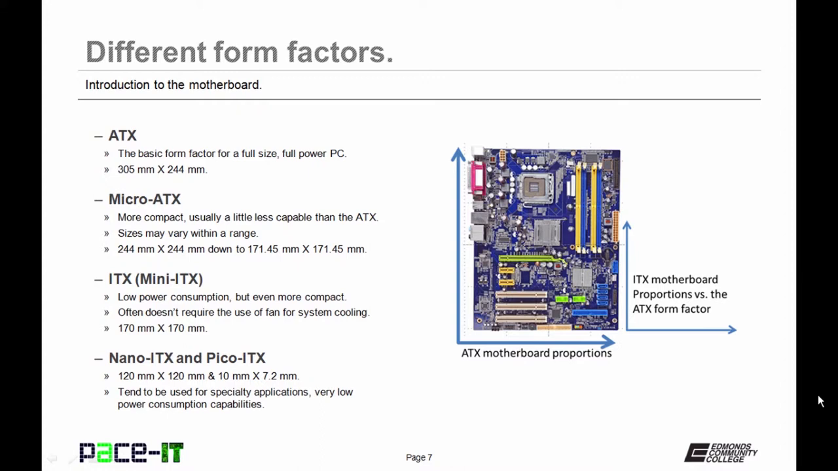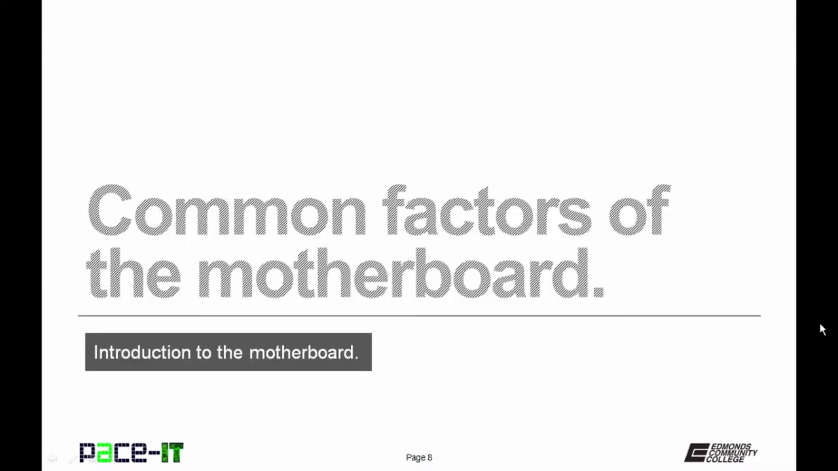Now, a couple of special mentions on the ITX form factor are the Nano ITX and the Pico ITX. The Nano ITX is 120 millimeters by 120 millimeters. And the Pico is 100 millimeters by 72 millimeters. That's tiny. These tend to be used for specialty applications, and they're very low power consuming motherboards, but they also have very limited capabilities. Now let's move on to some factors that are common to almost all motherboards.